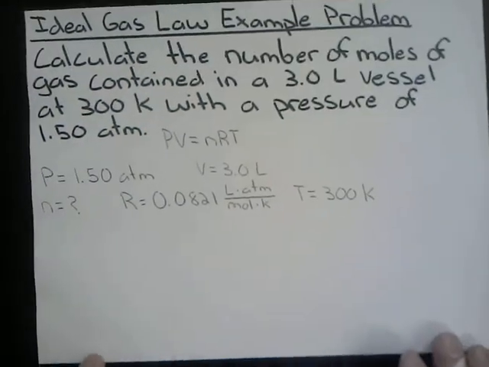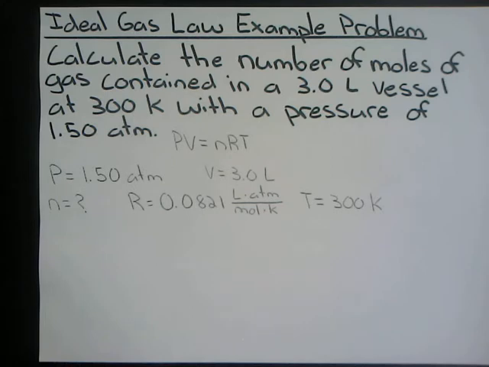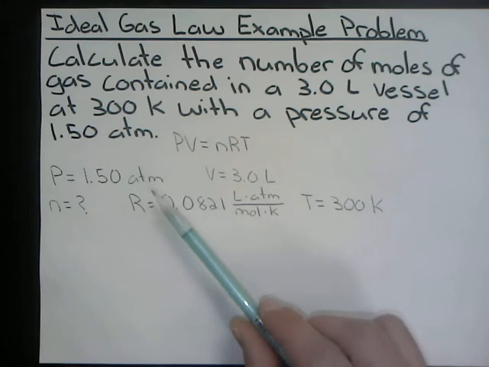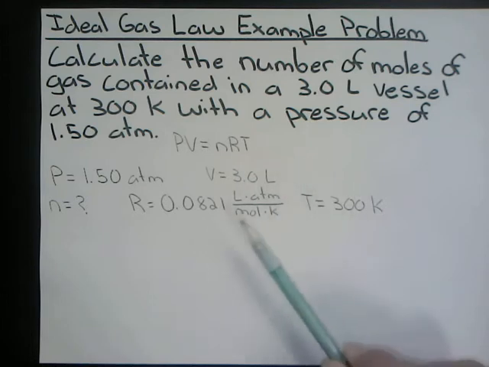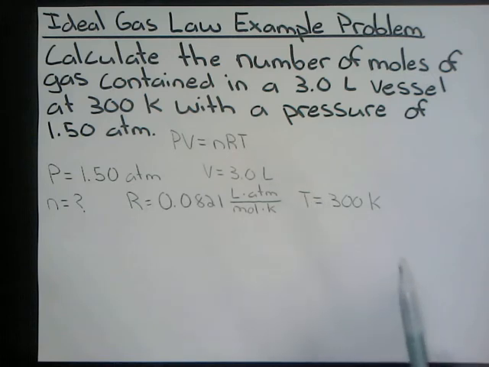Okay, so now what we have is this. We have all the players of the game, but we have to double check our units. Remember, it's always important to have the correct units for our ideal gas law. So pressure units should be in atmospheres, ATMs, which it is, that's good. Volume units should be in liters, and our unit is liters, so that's good. And then our R, remember, is always going to be liter atmosphere per mole Kelvin. And our temperature is 300 Kelvin, and it needs to be in Kelvin. So we're actually good to go on our units. We don't have to do any conversions in this particular problem.